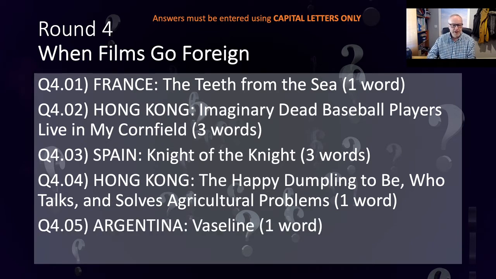And then question 5, and then we'll have a break or a brief pause while you catch up. So in Argentina, this film was called Vaseline. And it's just one word. But what was the film known as in the English language countries? Okay, I'll give you a few seconds to catch up, and then we shall move on to the next 5 questions.